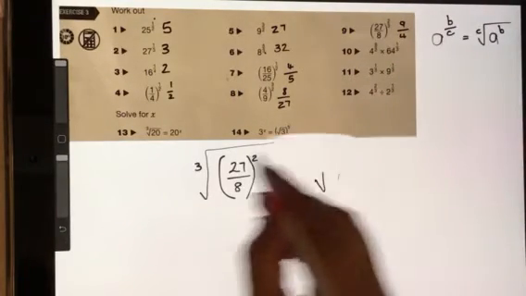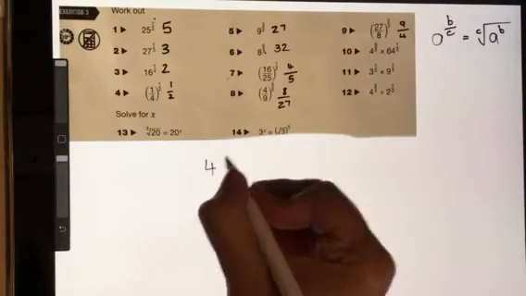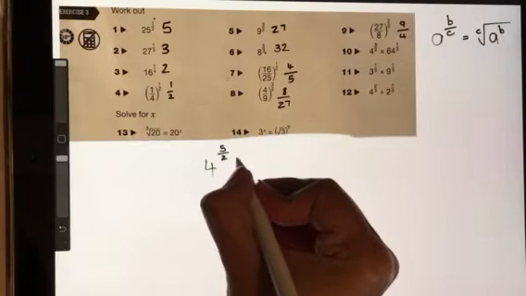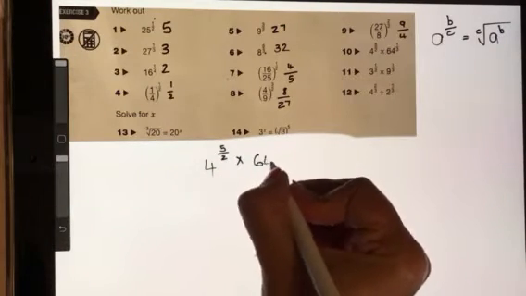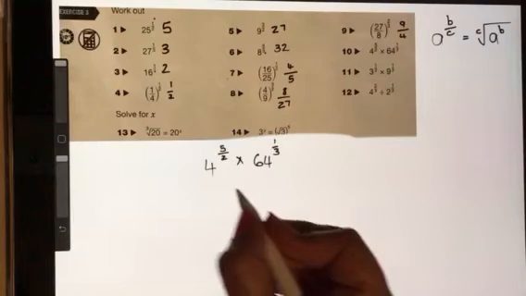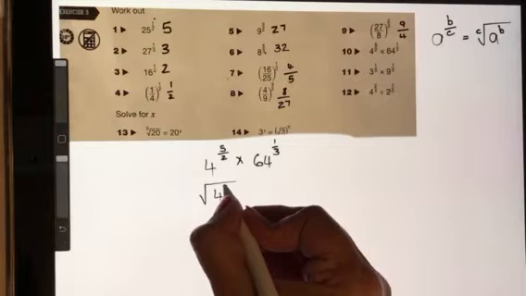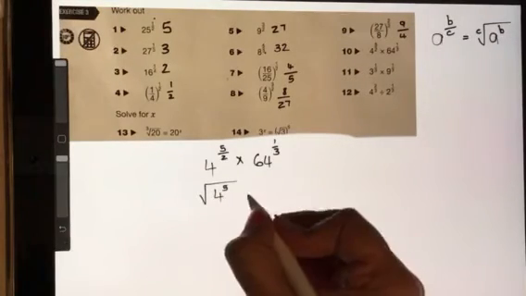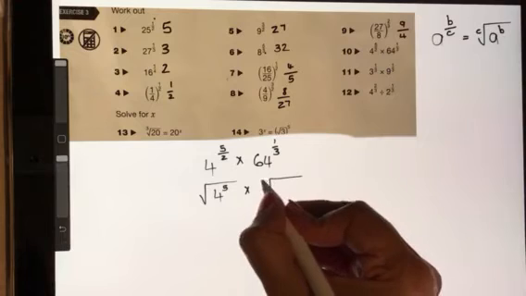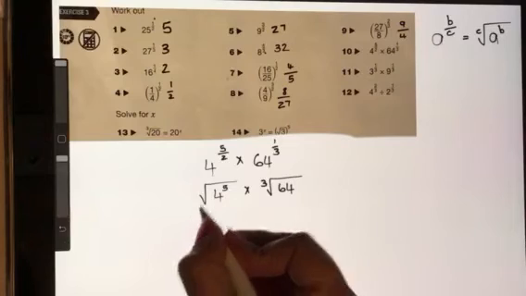Right, for number 10, this is a multiplication one. So we've got 4 to the power of 5 over 2 times 64 to the power of a third. So what I would suggest is make it as simple as you possibly can. Right, first put the 4 inside a square root, and it's 4 raised to the power of 5, times the cube root of 64. Use your calculator to work this out.